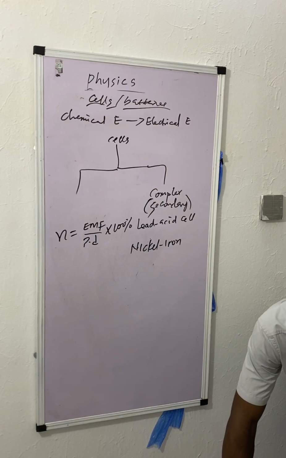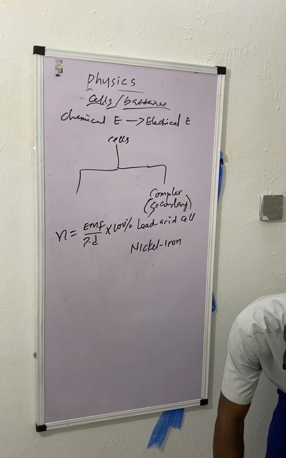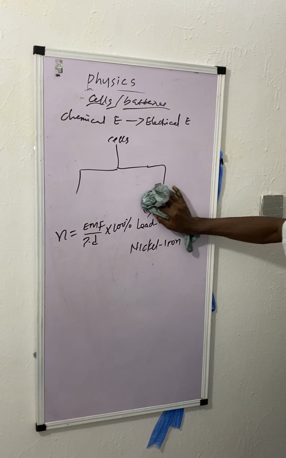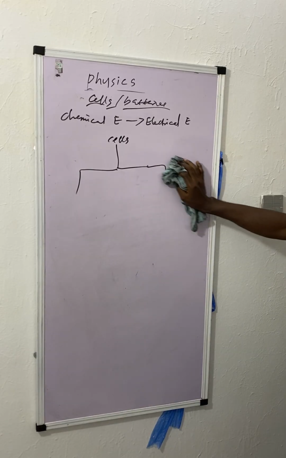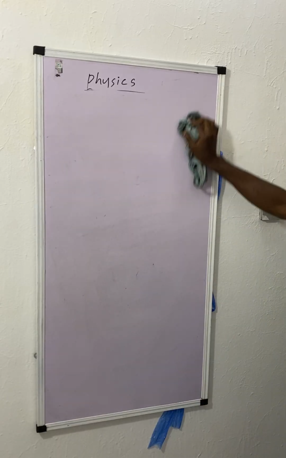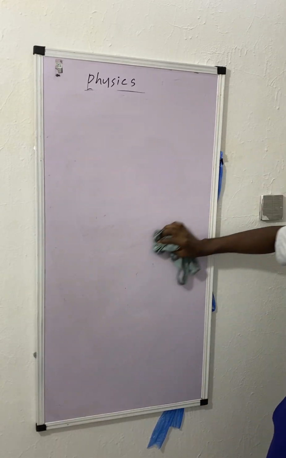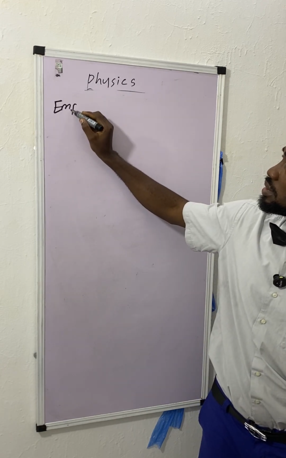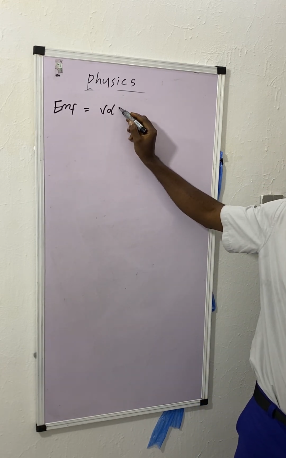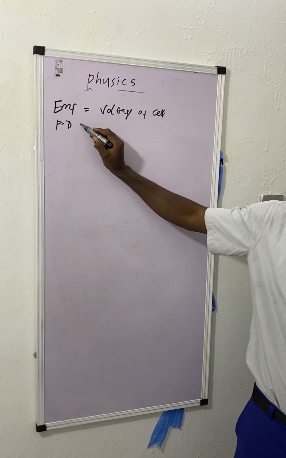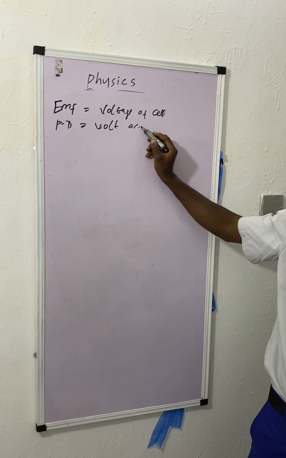Electric current. What do we have to know about electric current? Current electricity is the study of electric current in a circuit. The EMF is known as the voltage of the cell, the force that drives current around the cell. But potential difference is across the load. EMF, voltage of cell. PD, potential difference, volt across load.